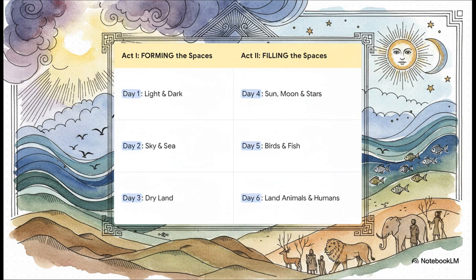On day 2, he separates the waters, forming the sky and the sea. So on day 5, he fills them with birds for the sky and fish for the sea. And finally, on day 3, he brings forth dry land. And on day 6, you guessed it, he populates that land with animals and humans. It's a perfect, elegant symmetry.